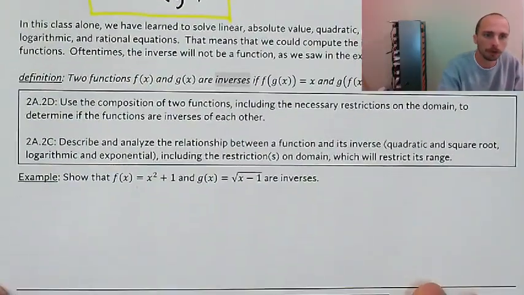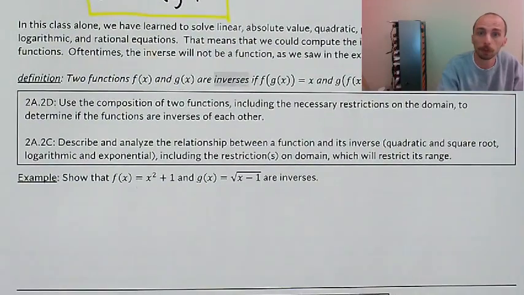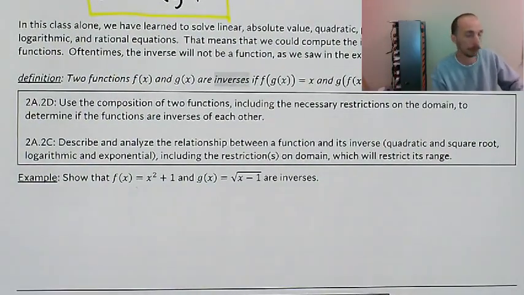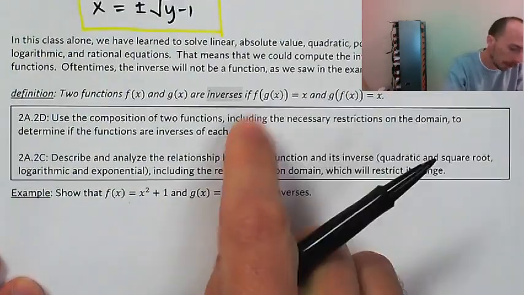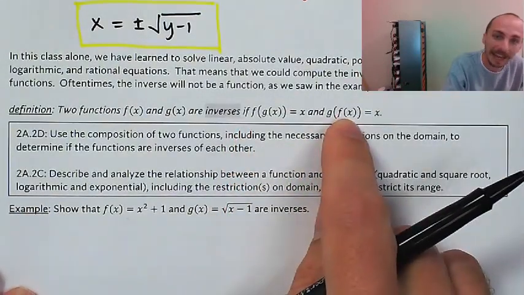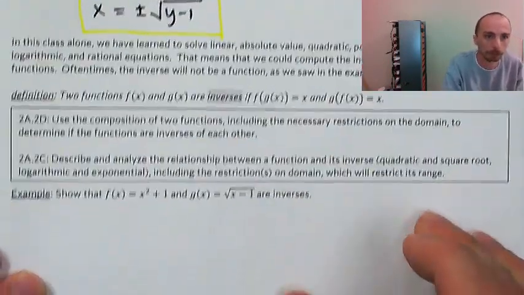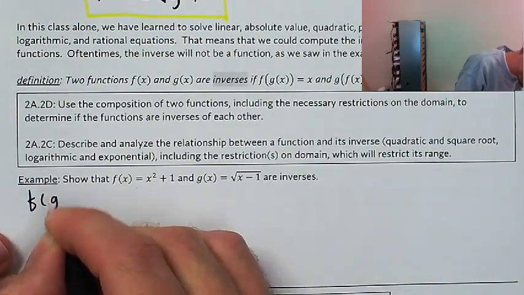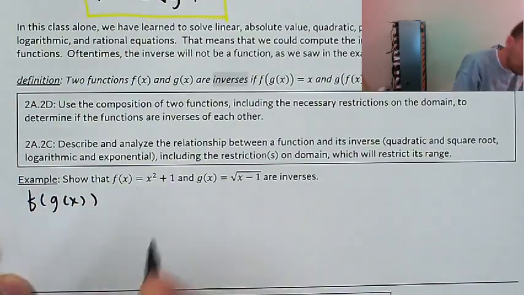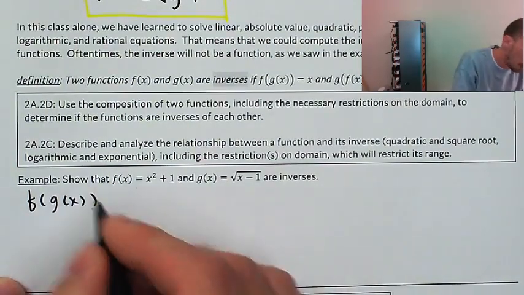So what we're going to do is show that these things are inverses, and we're going to justify our answer. All the prompts on the quiz and the test are going to be like, hey, determine if these things are inverses or not, and justify your answer. And how we justify our answer is by checking f of g of x and g of f of x. Okay, that's important. So I'm going to start with f of g of x, using that composition of functions skill that we learned about last time.